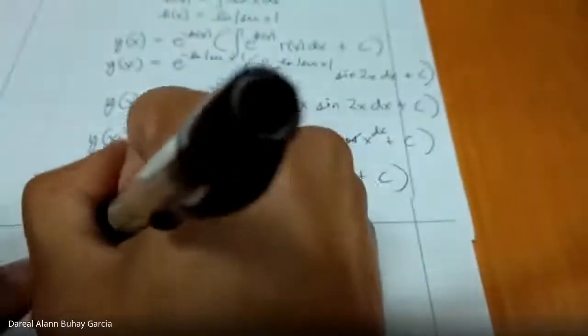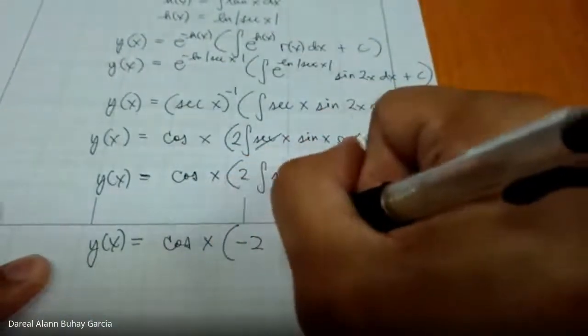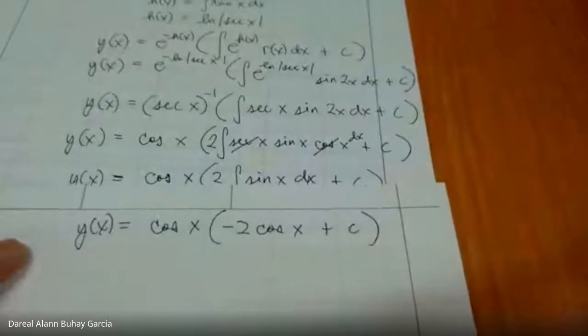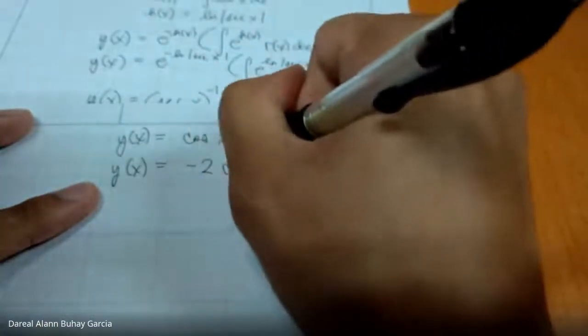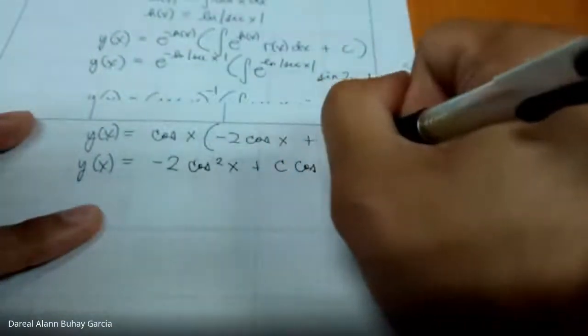Okay. So y of x is equal to cosine x times negative 2 cosine x plus c. Right? And distribute cosine x. Y of x is equal to negative 2 cosine squared x plus c cosine of x.